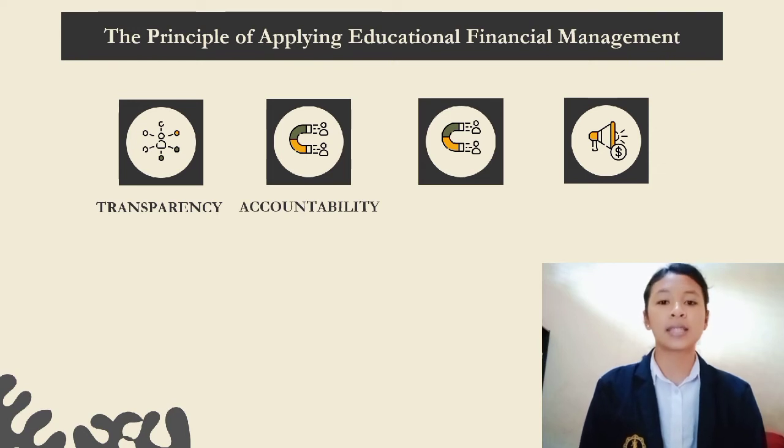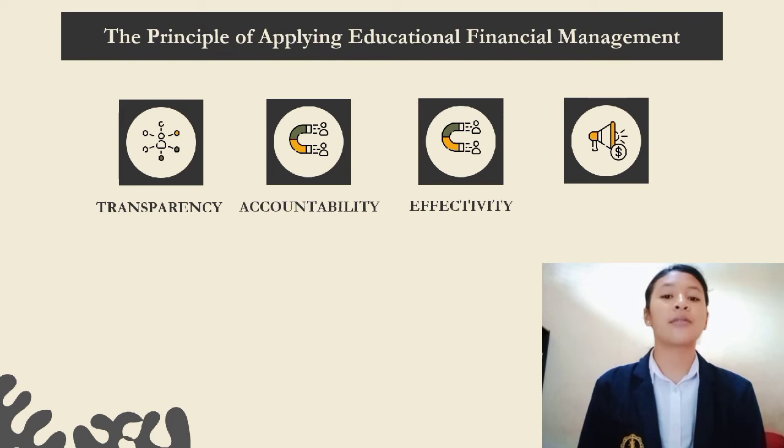The next is accountability. Accountability means that everyone has a responsibility not to use the money or finances for unnecessary things. It means we can't do budget abuse in accountability.